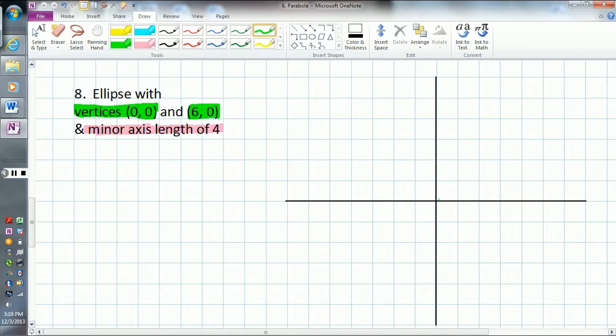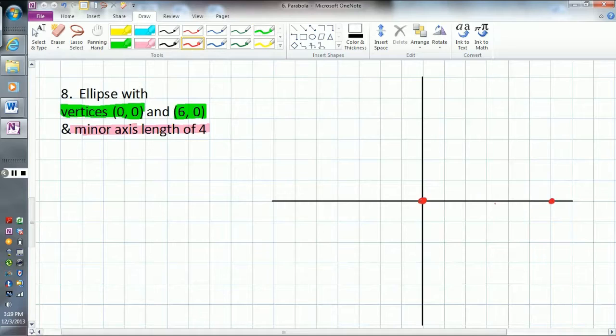Well, I have a vertex. Let me switch to red. I have a vertex at the origin. I have a vertex at (6, 0). I have a minor axis of length 4. Now the minor axis is going to be in the middle of these. So here's a vertex, here's a vertex. The center of my ellipse is going to have the coordinates (3, 0). I have a minor axis of length 4.